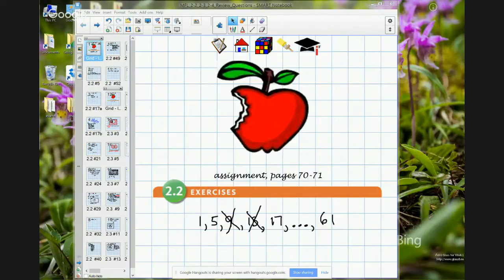Does anybody have any questions on 2.2? Let's start with that. So 2.2 was the lesson on set operations. That's when we learned about intersection, union, set difference, and complement. How did that assignment go?